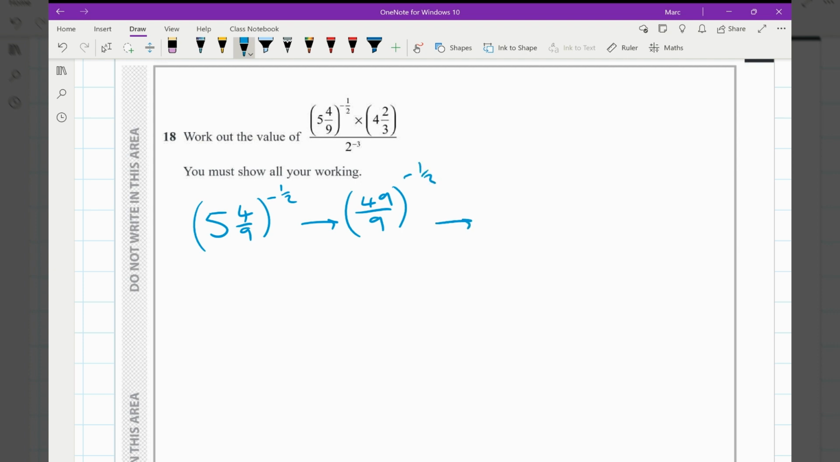The negative indice means we're going to flip it. We're going to find the reciprocal. So that's 9 over 49 to the half, and then that half means we're going to square root everything. So we've got 3 over 7. Okay, our next bit, we don't have to do too much of that.